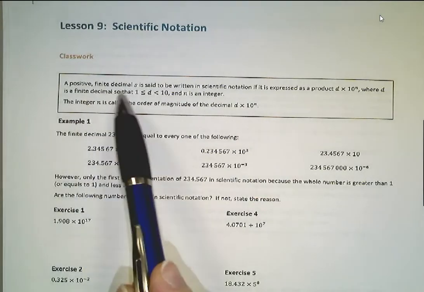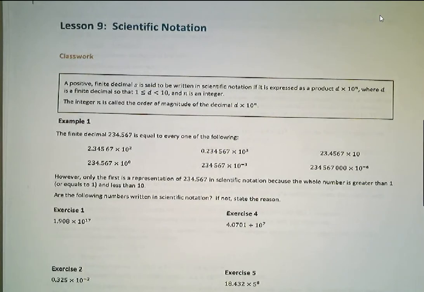A positive finite decimal is said to be written in scientific notation if it is expressed as a product d times 10 to the nth power, where d is a finite decimal, so that it's in between 1 and 10. It's greater than or equal to 1, but it's less than 10, and n is any integer. So the integer n is called the order of magnitude of the decimal d times 10 to the nth.